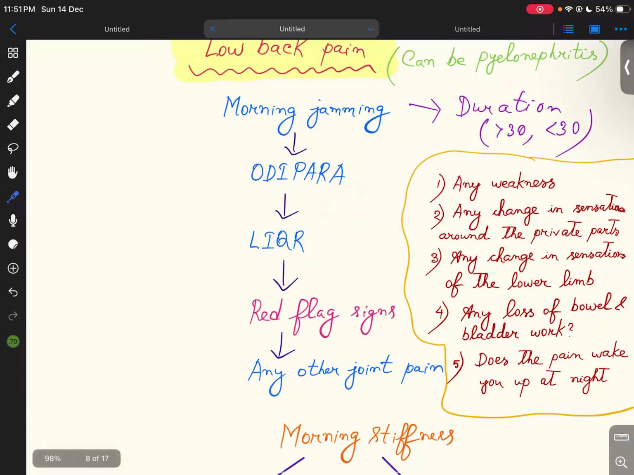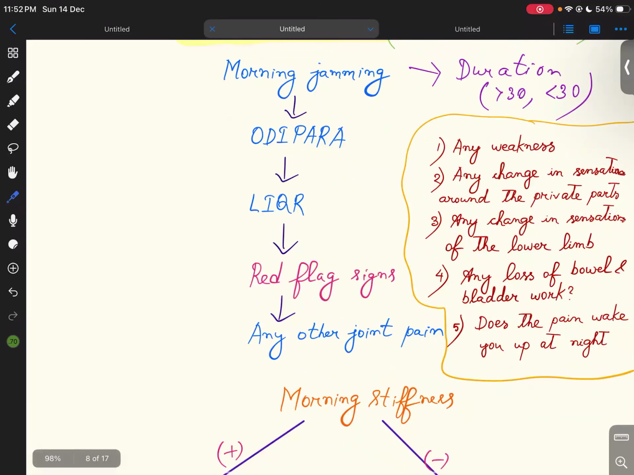After that, we have to exclude the red flag signs for any low back pain. Please don't forget it. What are the red flag signs? The red flag signs are whenever we are having any cord compression or any radicular syndrome. So we have to remember the red flag signs of low back pain. They are any weakness of the lower limb, any change in sensations around the private part, any change in sensations of the lower limb, any loss of bowel and bladder control.